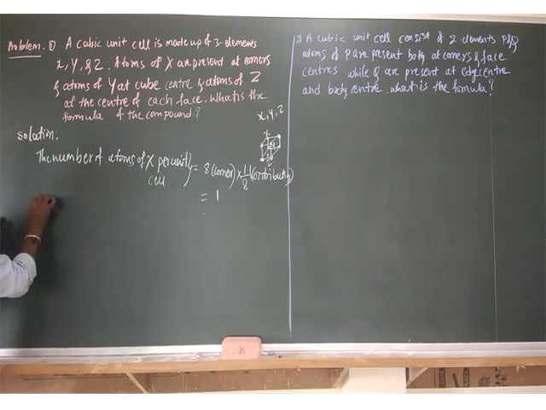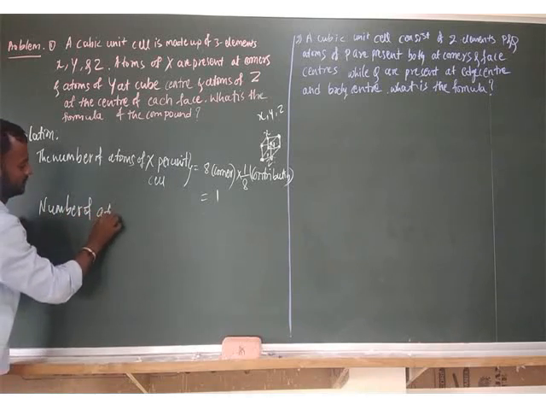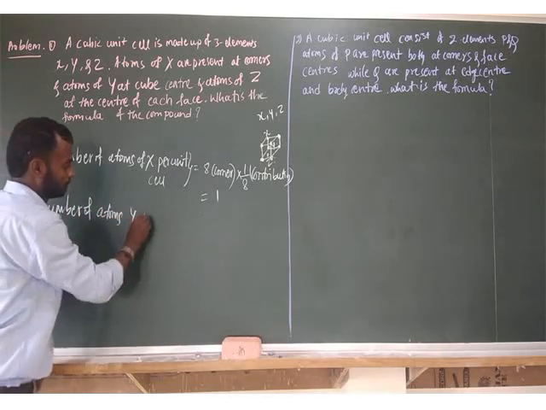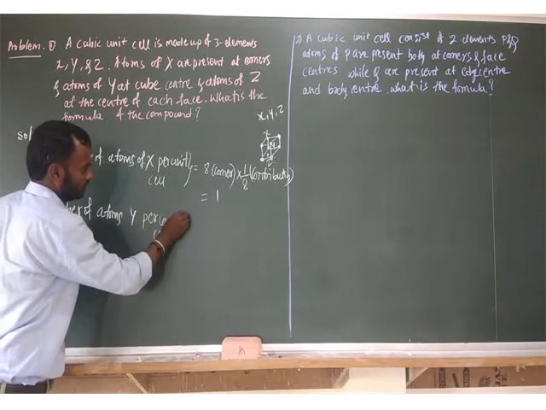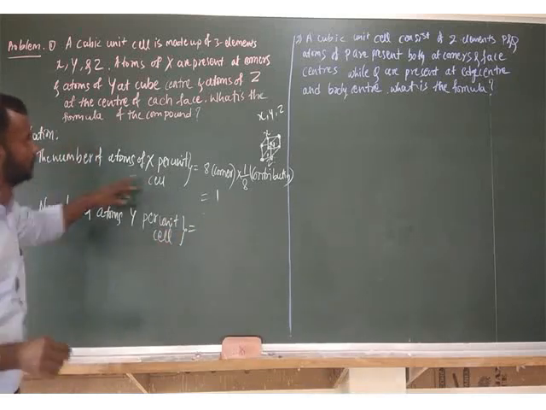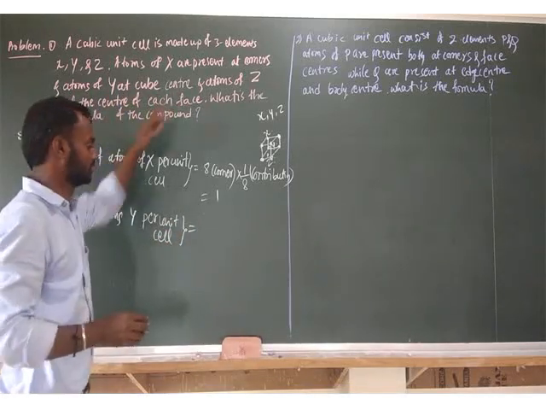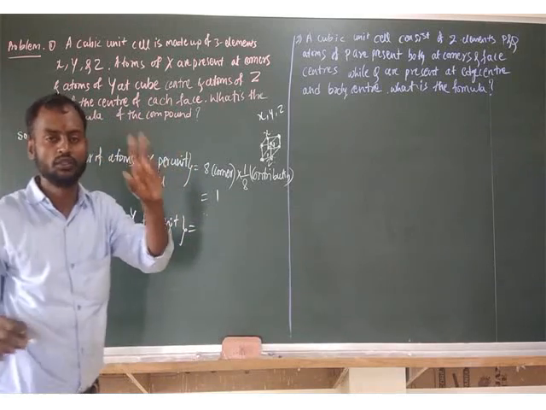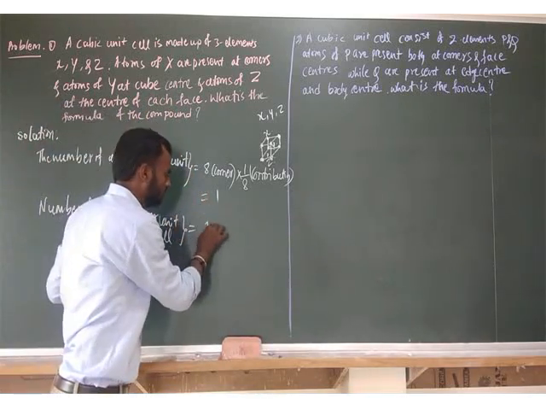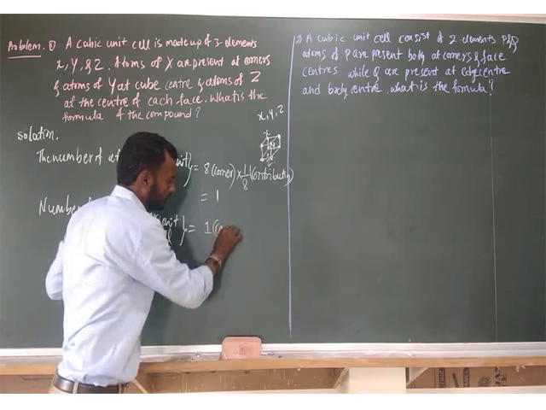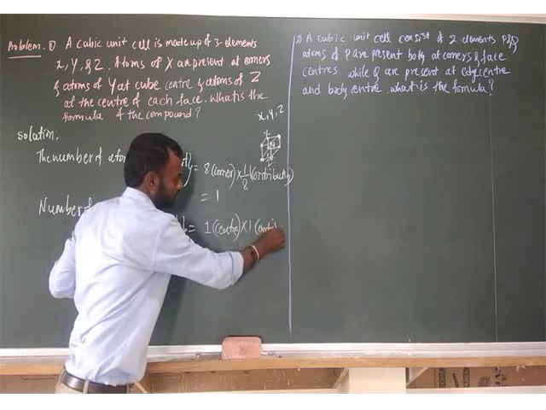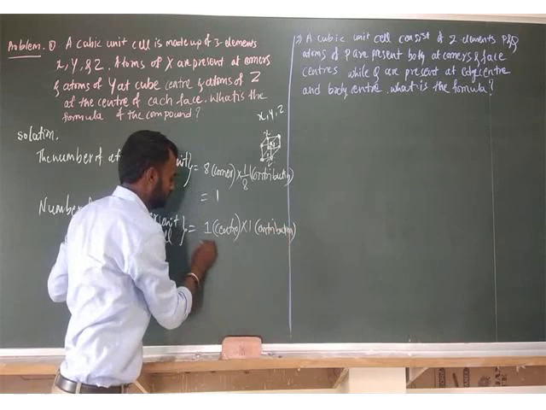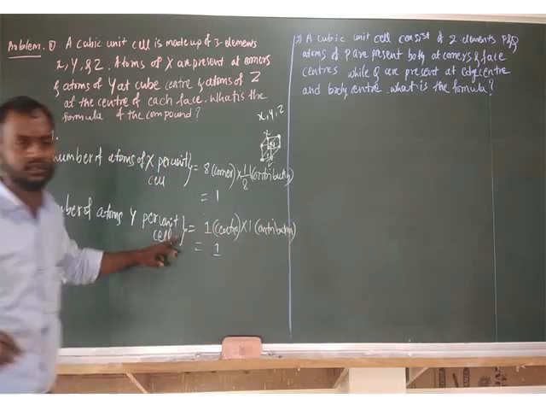And the same, number of atoms of Y per unit cell. Y at the cube center means a body centered particle, containing only one at the center, and its contribution is also 1. Therefore 1 into 1 is 1.